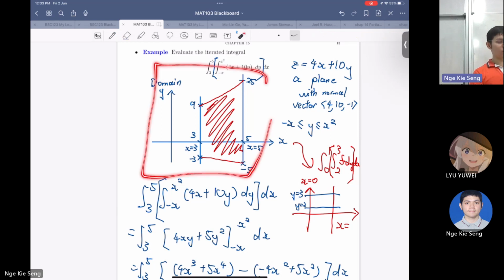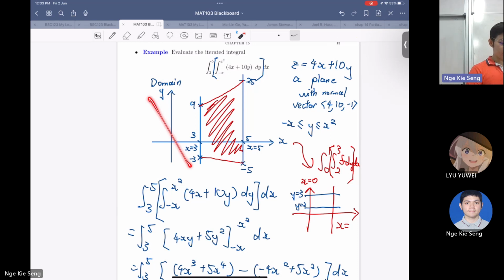This is the domain, right? Where does our graph lie? Which dimension? R3. So you need to add another axis, and then draw out the plane.